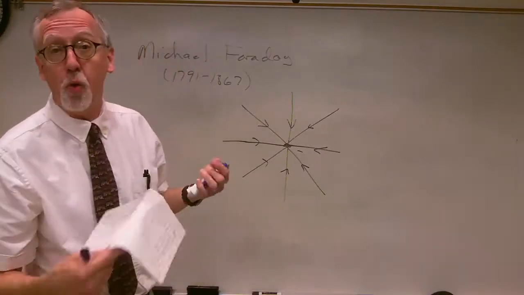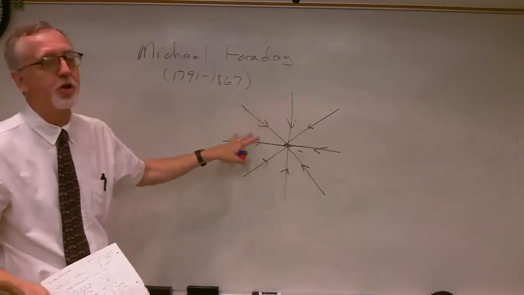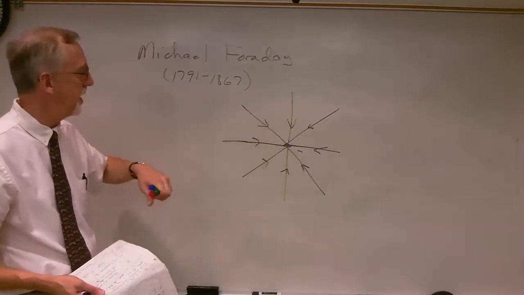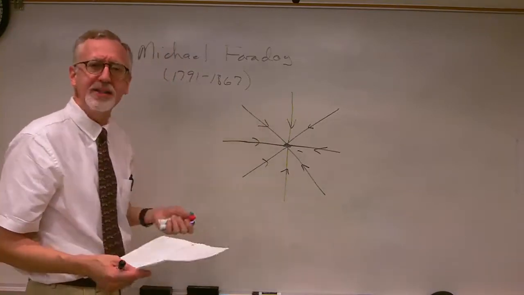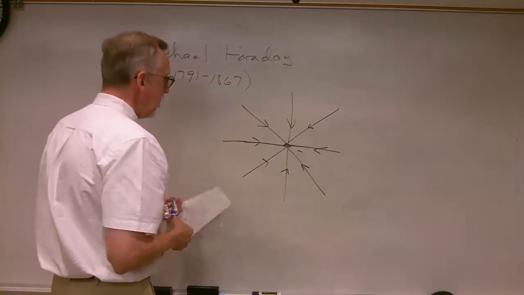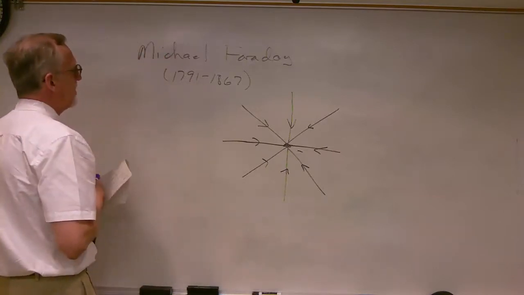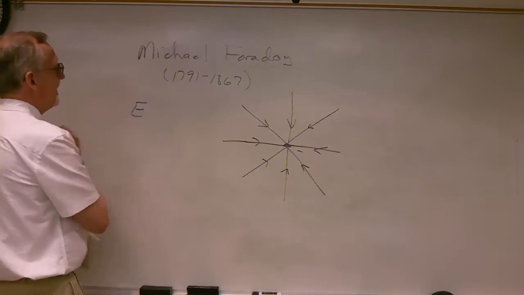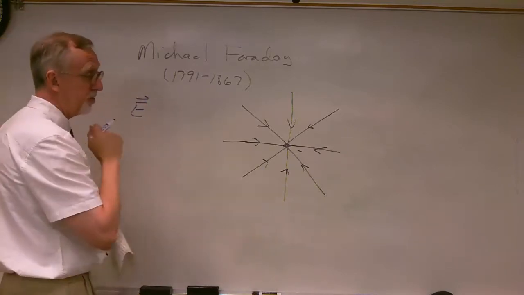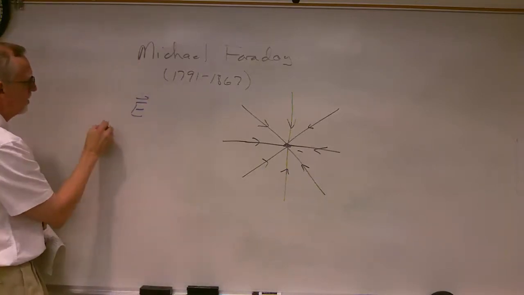Now, what about a quantitative view? This gives us a good qualitative view of what the field looks like. What about a quantitative view? What's a quantitative description? Well, we've used the idea that the electric field, and I will use the symbol capital E, is a vector, so this is a vector field.